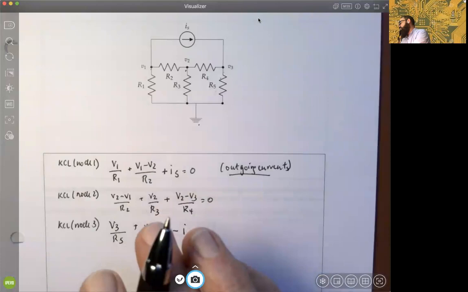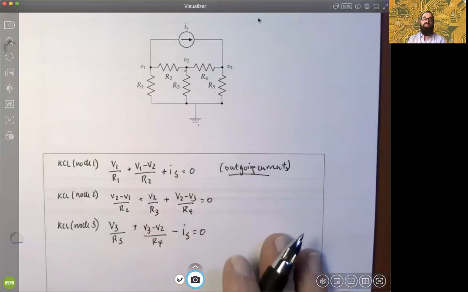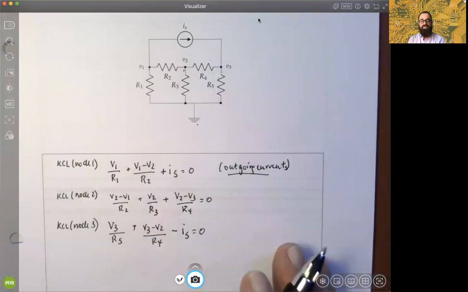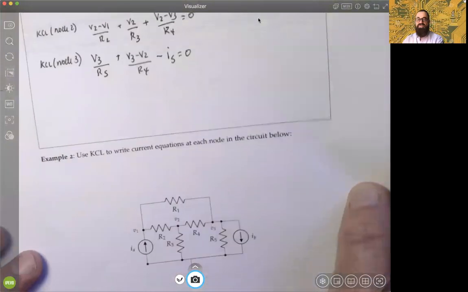Let's do one more example, and then we'll stop and pick up next time, continuing on. So one more example here. Let's do example 2.